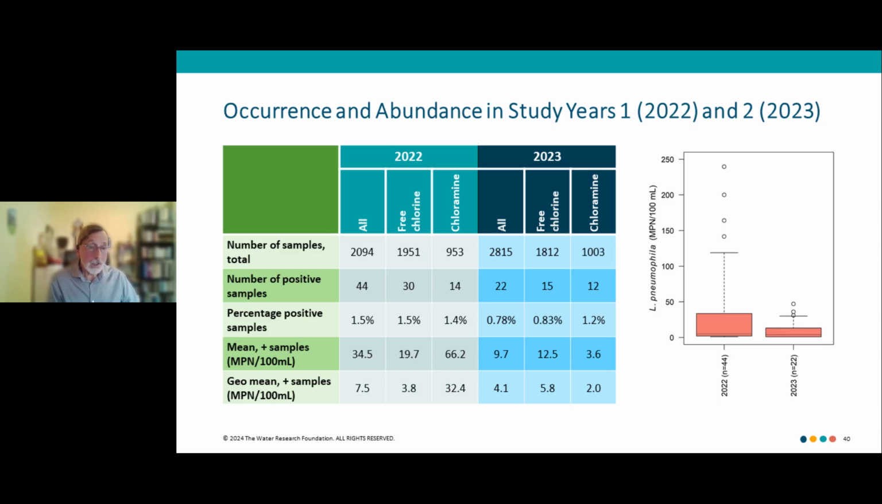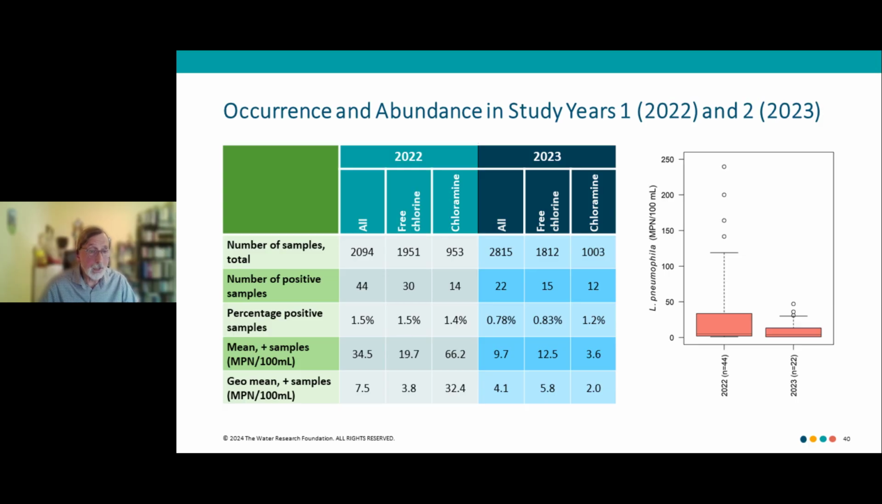So comparing year one and year two. On the left side, there is a table that shows in gory detail the statistics for years 1 and 2. And on the right side, I'm going to talk about that first. There's a plot showing the concentrations that we observed in samples in years 1 and 2. In year 1, we saw 44 positive samples altogether. And you can see that there was quite a wide range of concentrations, going up to about 250 per 100 milliliters.